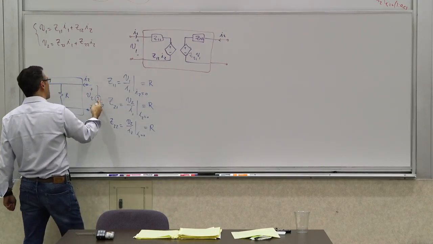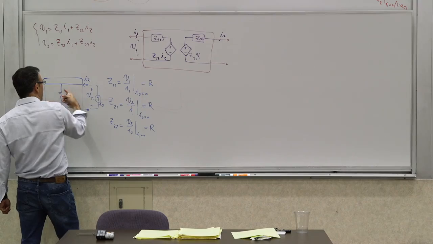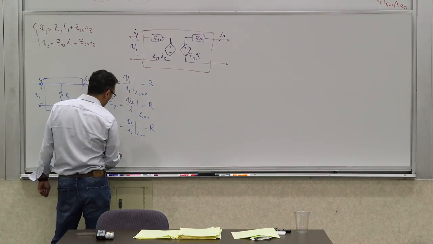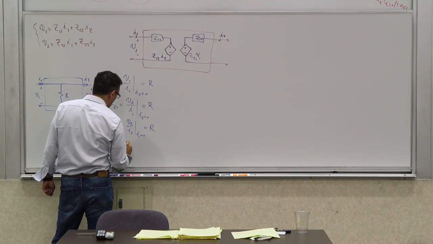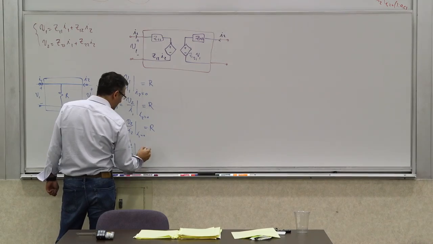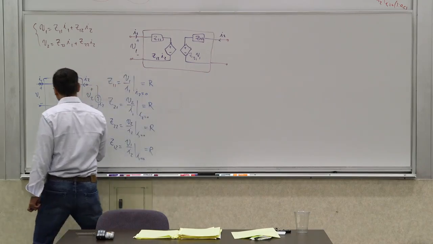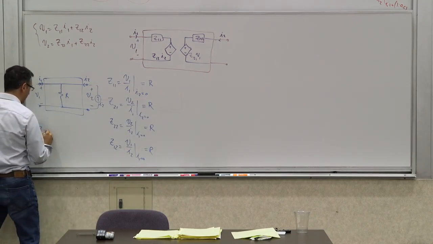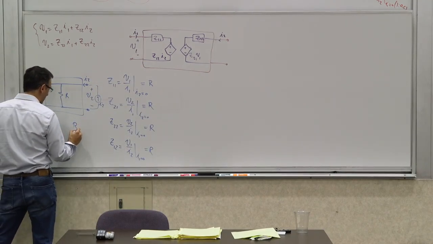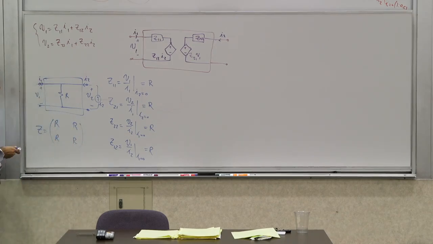And by the same token, if you apply this current and look at this voltage on the other side, you will see the same voltage because these are now connected, where Z12, which is V1 over I2 when I1 is 0, is also R. So the Z matrix in this example is simply R, R, R, and R. Okay? So it's not that complicated by itself.